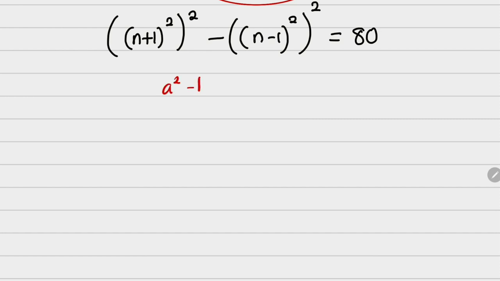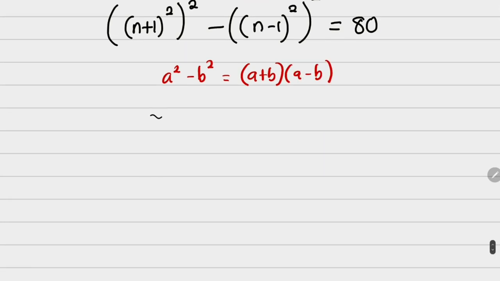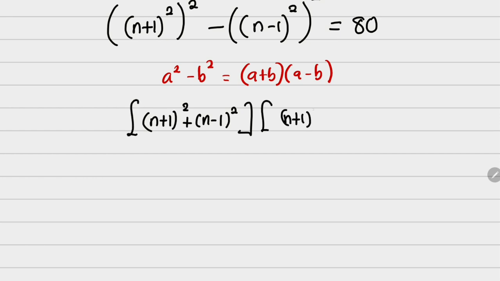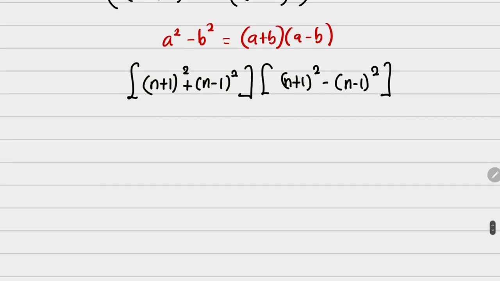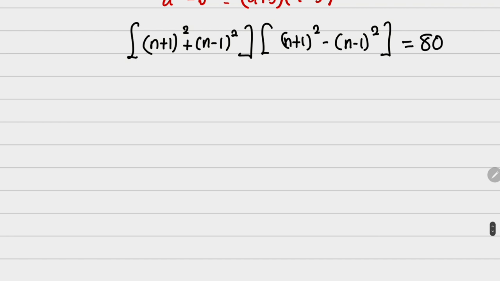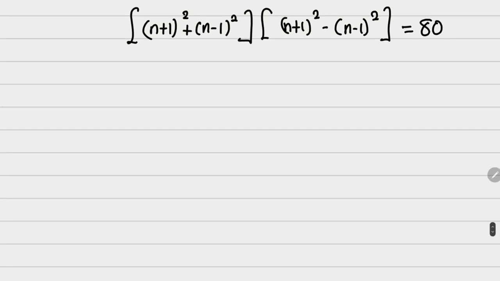where if we have a squared minus b squared, it is going to be a plus b into a minus b, right? Because we have that, we can come down to say that this question is going to be n plus 1 all squared plus n minus 1 all squared, we have it in bracket, into n plus 1 all squared minus n minus 1 all squared, we have it in bracket. Since this is equal to 80, we can now go on to actually expand. So this is what I have.